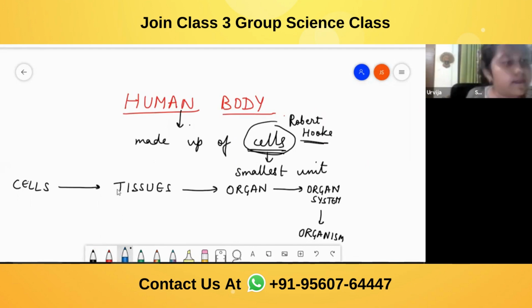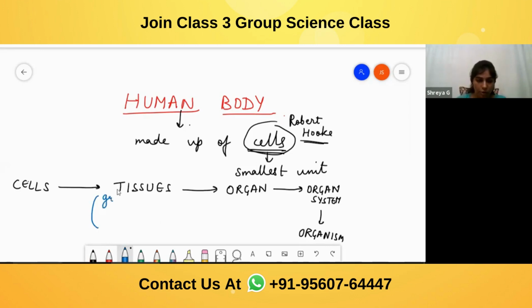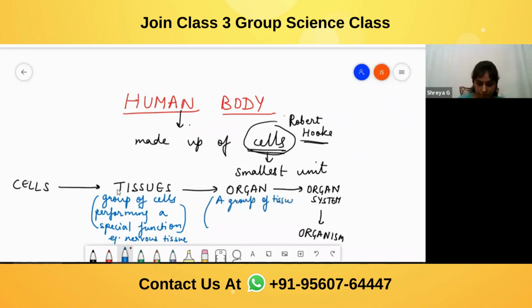Here I can write down that tissues are formed by a group of cells performing a special function. An example can be nervous tissue. What about organ? A group of tissues performing a special function. This order is important, okay? This order which I have written, with the arrows, is important. You should know this. Organ examples can be liver, heart, kidney. All these are examples of organs.